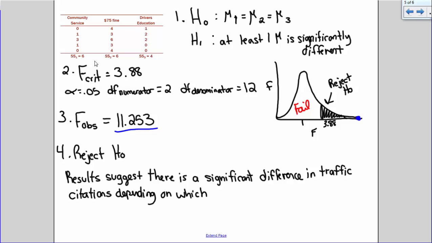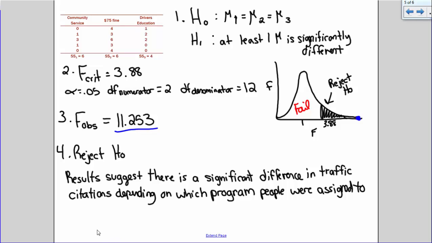Okay, so results suggest there's a significant difference in traffic citations depending on which program people were assigned to. So based on this, we would expect that if we initiated these 3 different programs in the population, we would see a difference across traffic violations there as well. But what we do not know is which group or which type of program is the most effective, right? We have to figure out Tukey's post hoc analysis to do that. We also do not know the effect size, so we don't know the so what piece of this.